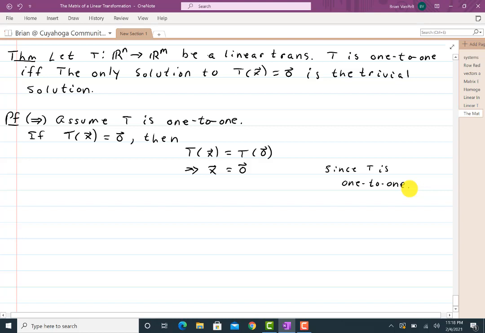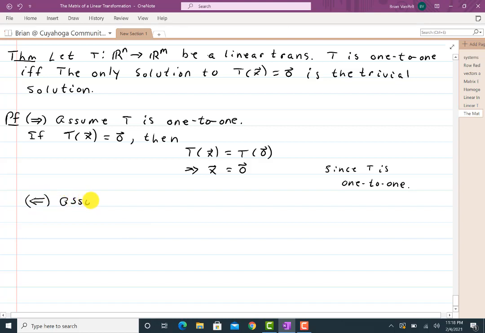So the first direction was very easy. Remember that for any linear transformation, T of 0 is equal to 0 as well. So that's why I knew that T of 0 was equal to T of x, because I was assuming T of x was equal to 0, the zero vector. Now let's go in the other direction.